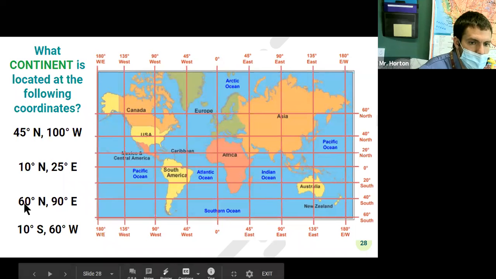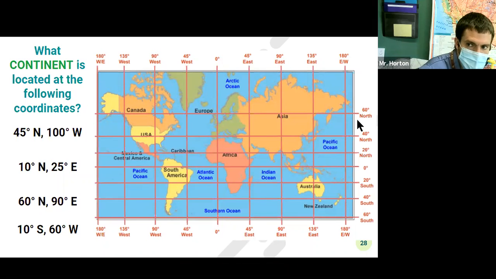Then our third one is 60 degrees north and 90 degrees east. So these are actually both labeled. So you have 60 degrees north and then 90 degrees east. We get this big continent right here. So what do we think this answer is for the third one, Marissa? Asia. Good.